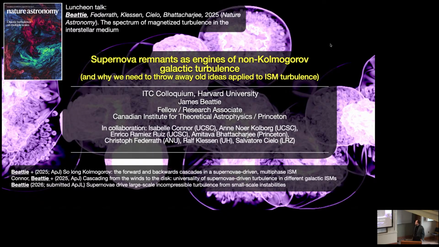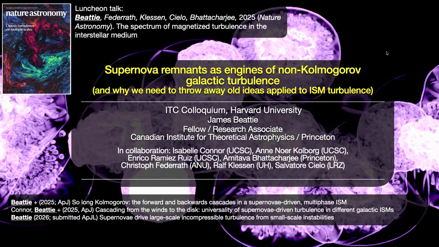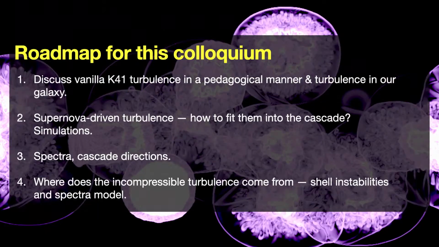And this work really is a contribution over the last year or so from these 3 studies. The first one is called So Long Kolmogorov, which I think is very fitting for my talk, and then one talking about universality of turbulence in different disk galaxies, and also this last one in 2026, where I really nailed down the mechanism for how turbulence works in supernova remnants.